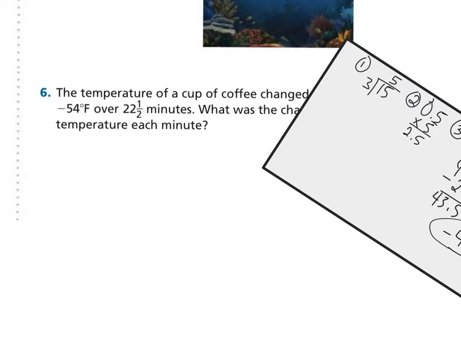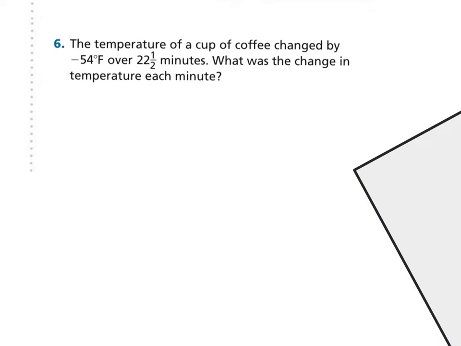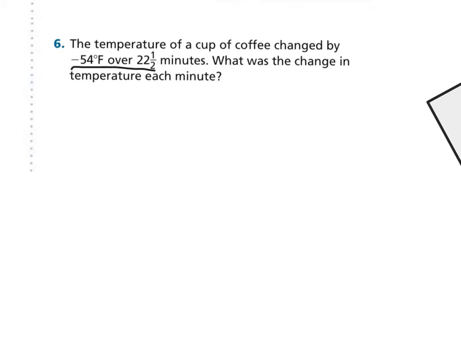We'll look at number 6. Temperature of a cup of coffee changed by negative 54 degrees Fahrenheit over 22.5 minutes. What was the change in temperature each minute? So we want the change each minute. So we'll need to divide this out. We want to find out how many degrees each minute, so degrees per minute means we'll divide our degrees by our minutes.